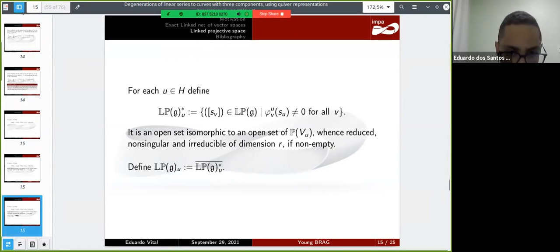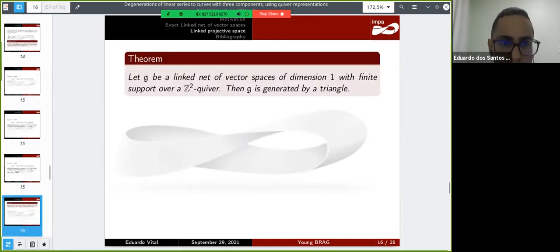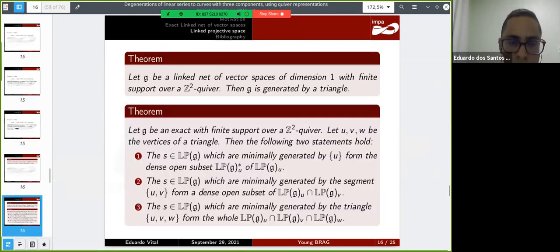Then we define LPGU as the closure of LPGU star, the closure inside the LPG, and use this theorem that says that when G is a linked net of vector spaces of dimension 1 with finite support over a Z2 quiver, G is generated by a triangle. What does this mean? It means that there exists a triangle where you can pick one vector in each vertex of this triangle, and these three vectors generate the linked net.